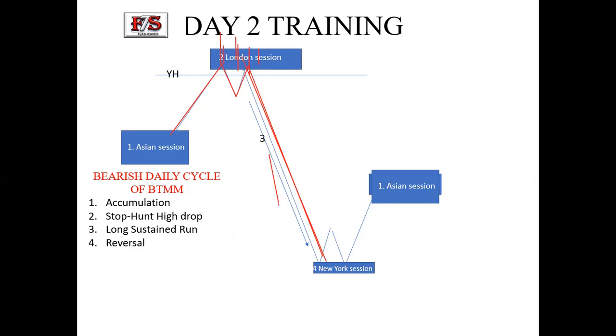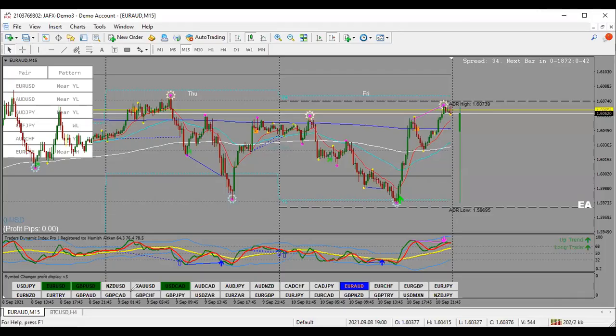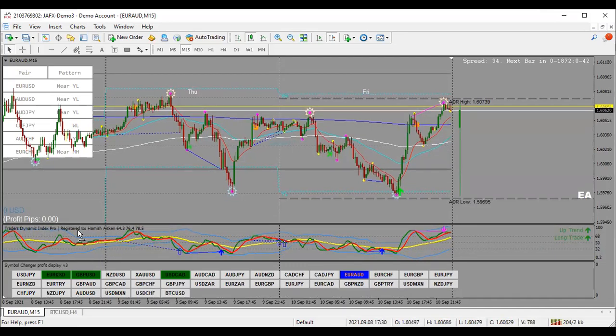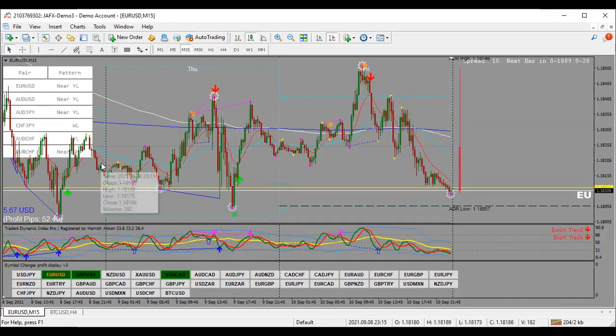Yes. So let me show what I'm trying to say from here. Look at EURUSD, for instance. Let's look at EURUSD. I love using this EURUSD because it's very, very good, right? Let me show you. Look what I mean. Now look at this.